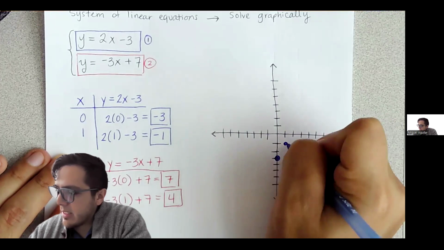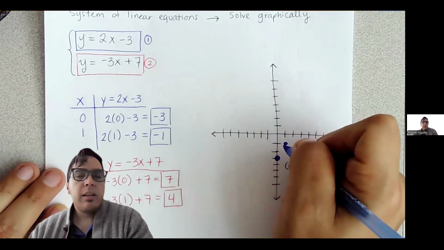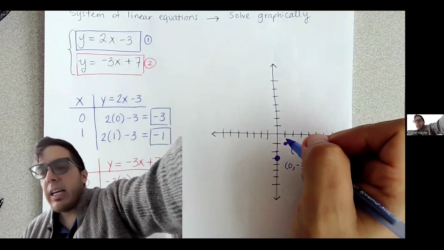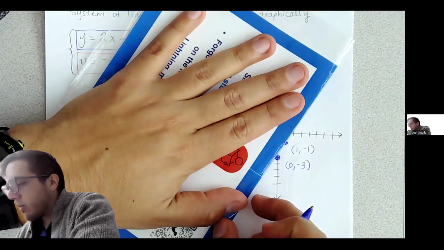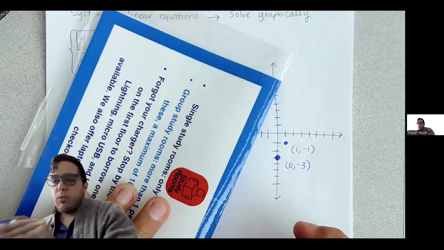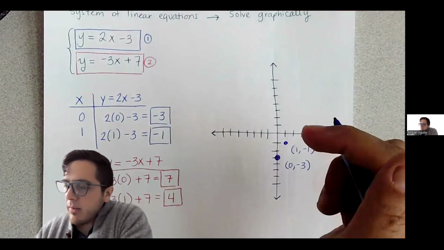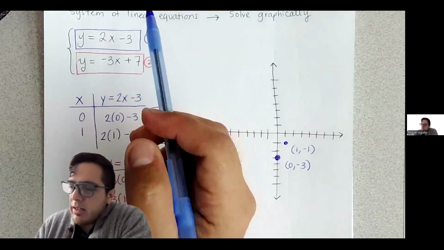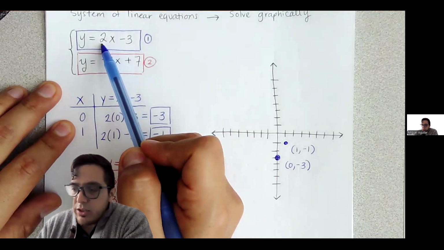And you can see that this line seems to be going up. Okay. If we wanted to, we can grab a straight edge and then draw a straight line through these. But if you are feeling kind of uncomfortable with just 2 points, if you notice the slope of this first equation is 2.